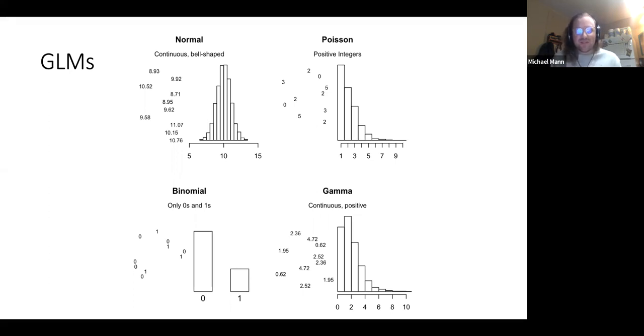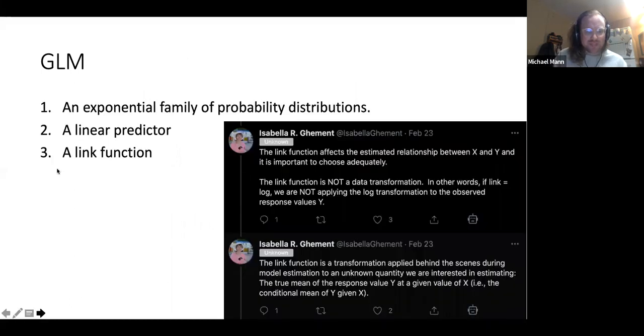And so you can use these other sorts of error or residual error distributions for building your models. Basically, all a GLM is, is that you are specifying some kind of exponential family probability distribution. So Poisson, binomial, which is the true or false, heads or tails, or a gamma distribution. And then you're taking your linear predictor, so these are just your independent variables. And then you're using some other thing called a link function.